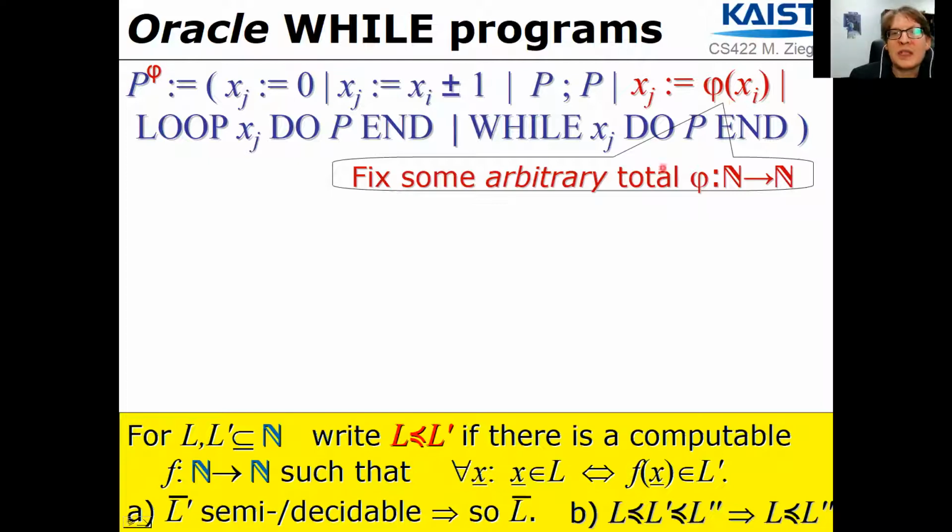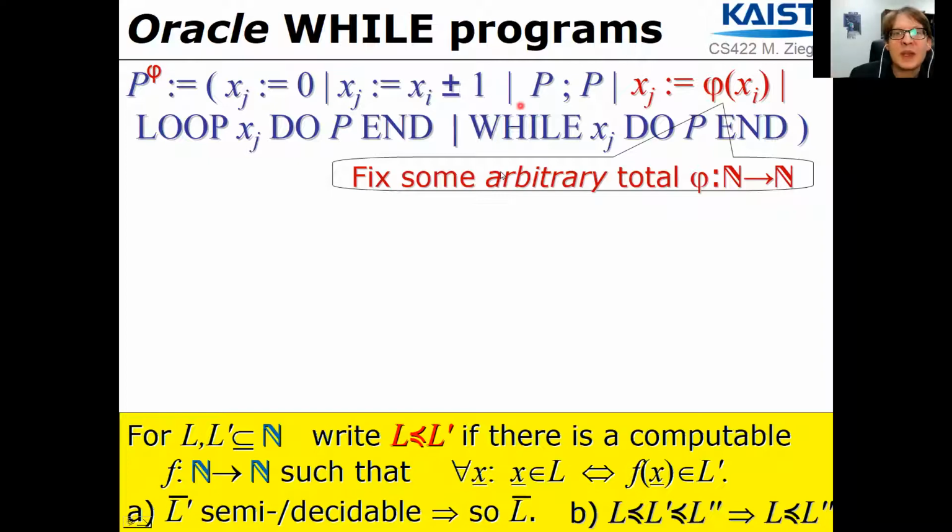Okay, so fix some arbitrary total, not necessarily computable function from natural numbers to natural numbers, and imagine that as a black box subroutine that returns a value. Or it's like a black box function in your favorite programming language, except this function is so black box it doesn't even have to have an algorithm behind it, implemented.